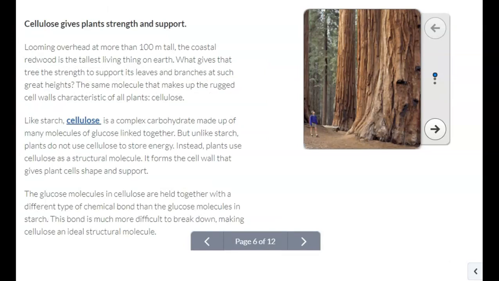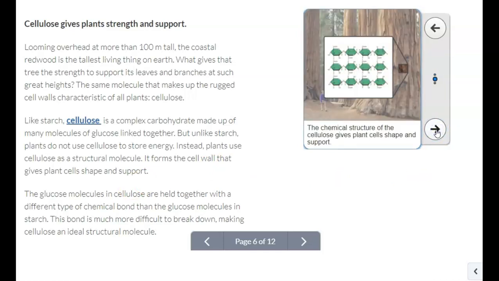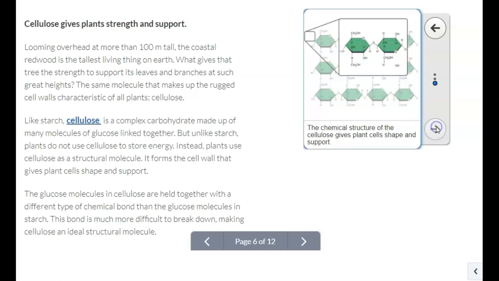Looming overhead at more than 100 meters tall, the coastal redwood is the tallest living thing on Earth. What gives that tree the strength to support its leaves and branches at such great heights? The same molecule that makes up the rugged cell wall characteristic of all plants, cellulose. Like starch, cellulose is a complex carbohydrate made up of many molecules of glucose linked together. But unlike starch, plants do not use cellulose to store energy. Instead, plants use cellulose as a structural molecule. It forms the cell wall that gives plant cells shape and support.